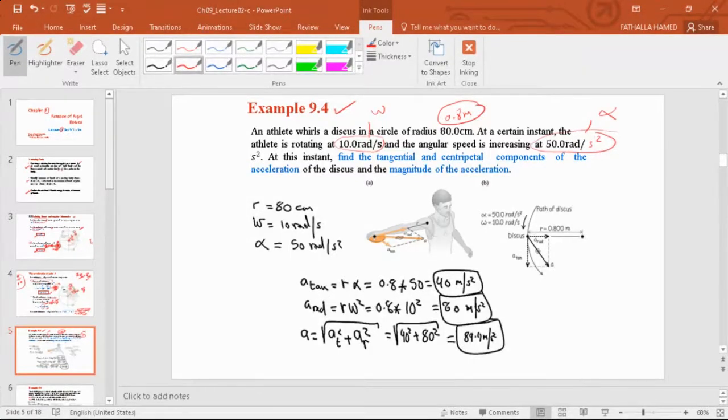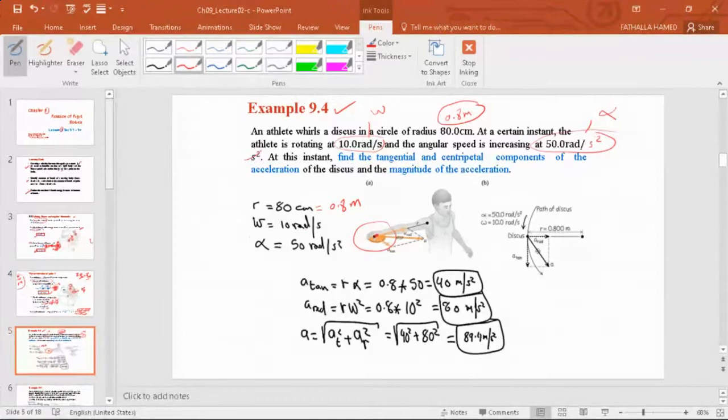At this instant, find the tangential and centripetal components of the acceleration of the discus and the magnitude of the acceleration. So that's your discus here, and we can take it from the center. Now it is rotating around this point here, which is about 0.8 meters. So your R is 80 centimeters, which is equal to 0.8 meters.